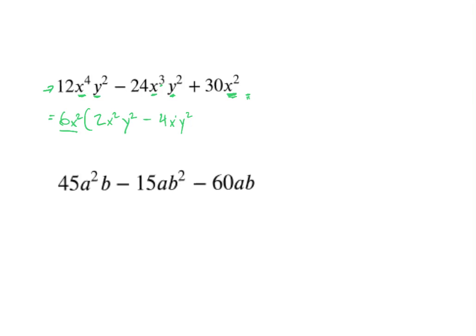The 30x squared, 30 divided by 6 will be 5. x squared divided by x squared, those cancel out, so actually we just have 5. And there we have it. That one is common factored.